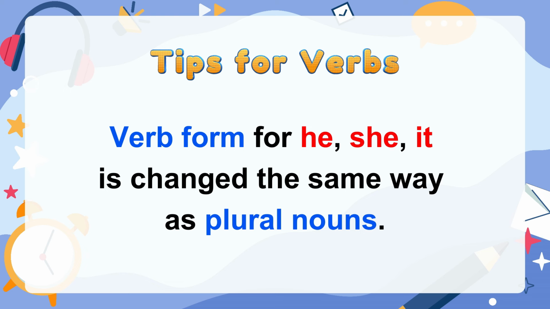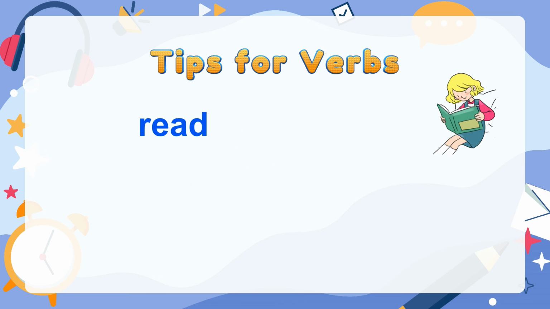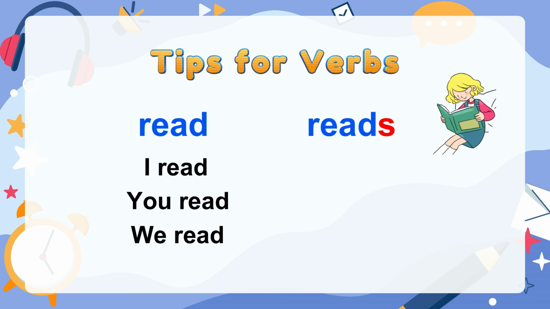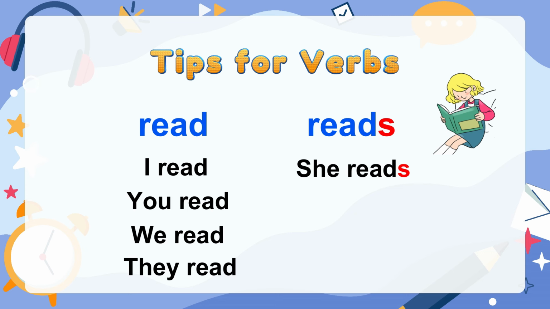The verb form for he, she, it is changed the same way as plural nouns. For read, you just add S. It becomes reads. I read, you read, we read, they read. Under reads, you say, she reads, he reads, it reads.